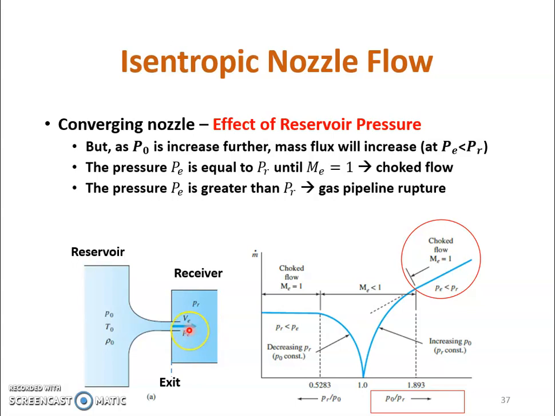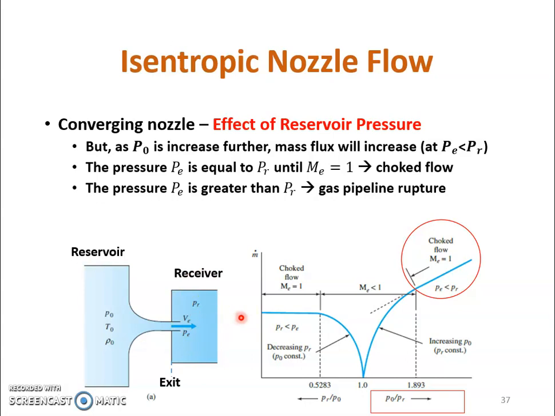We want to avoid this effect, so we need to know what the maximum P naught is that we can increase to in order to have the mass flux. So that's all on this converging nozzle.